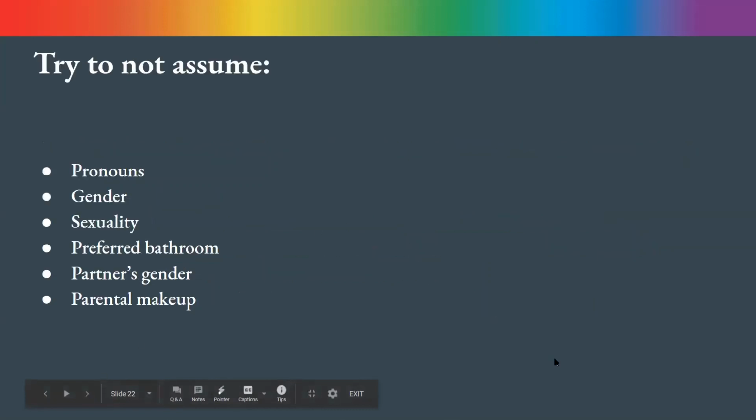So some things that we try not to assume are pronouns, gender, sexuality, preferred bathroom, partner's gender, or parental makeup. It's always good to ask for pronouns. You could ask for their gender. It's good just not to assume it. Sexuality shouldn't be assumed either. Not everybody looks as you think they should for their sexuality.